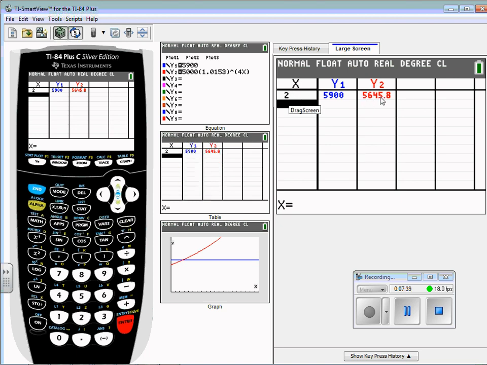Then when we're 1 quarter into year 2, I have 5,732. When we're halfway through year 2, I have 5,819. Then at 2.75, all of a sudden I have 5,908. So Christina has an extra $8.